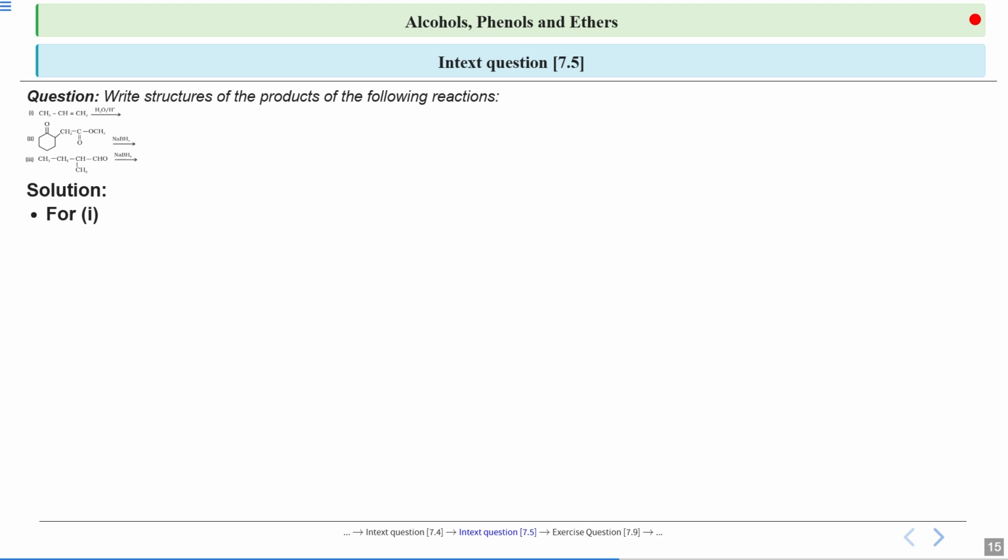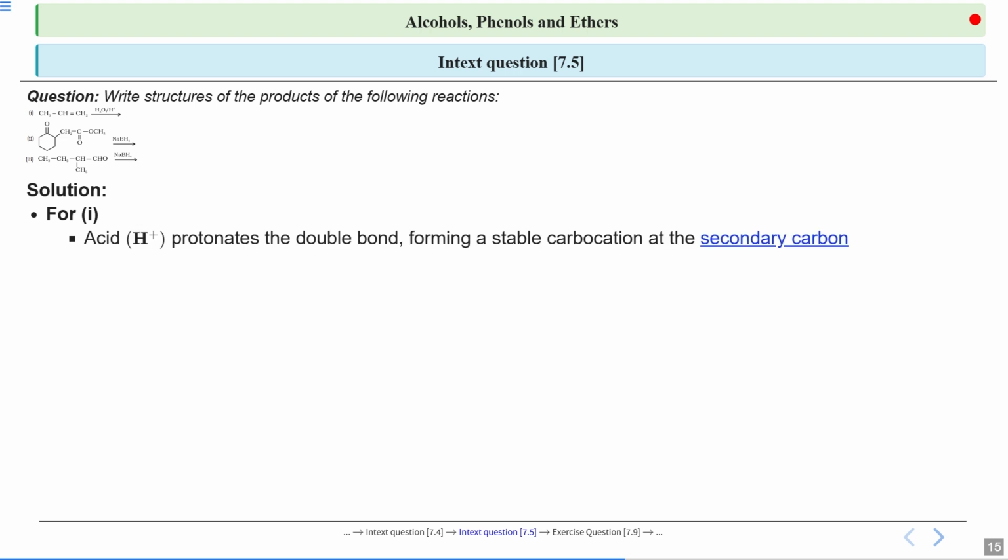Okay, so let's see the first reaction. For the first reaction, the acid, that is H positive, protonates the double bond present in the propene, forming a stable carbocation at the secondary carbon, because a secondary carbocation is more stable than a primary one, and a tertiary carbocation would be more stable than the secondary one. But here a tertiary carbocation is not possible. Secondary carbocation formation is possible. So H positive protonates the double bond and forms a secondary carbocation, which is the stable carbocation.